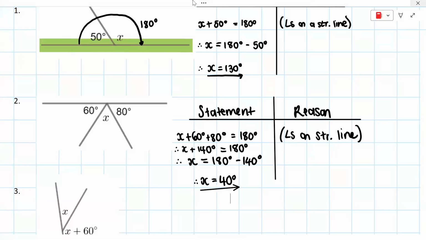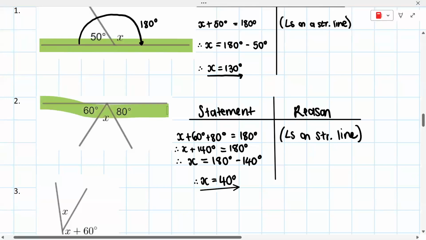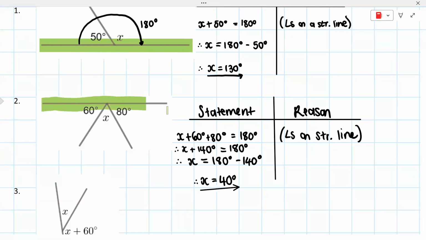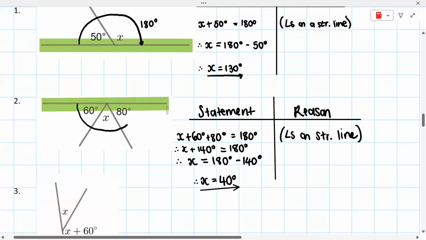So guys, here, because we had the straight line, because all of the angles that we were given, the 60, the x, and the 80, were adjacent angles on that straight line, I could add them all together in order to get 180 degrees, and I could therefore go and solve for x.